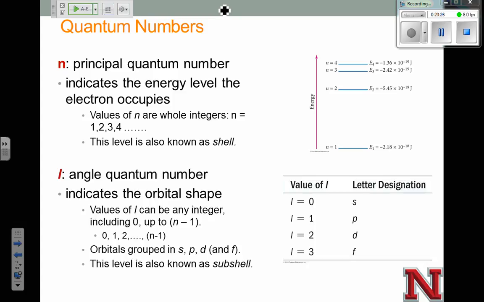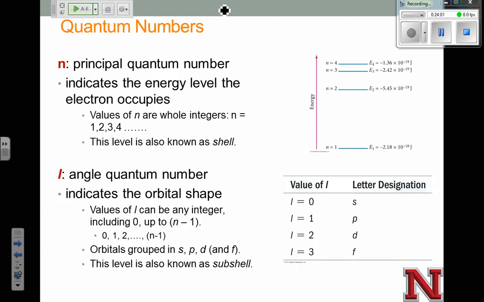l is our angular quantum number, and it indicates our shape. When l is equal to 0, that's our s orbitals. When l is equal to 1, that's our p. When l is equal to 2, that's our d. l, though, can only be 0 to n minus 1. So if we only have n equals 2 for carbon, we can only ever have 0 and 1, meaning s and p orbitals.